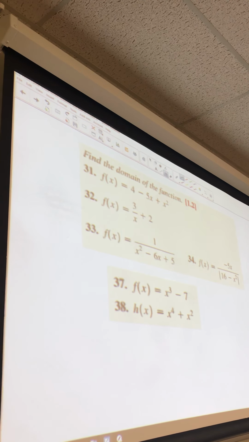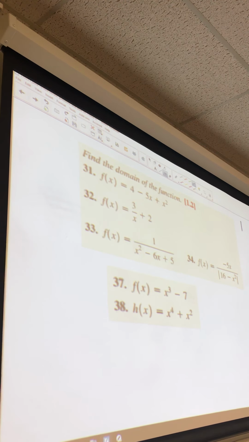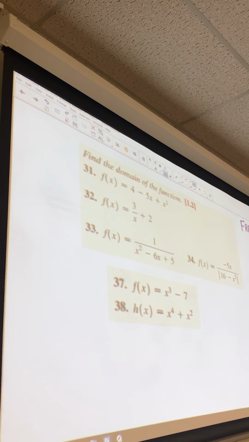So who remembers what were the two kinds? And if it's anything other than those two, you know that the domain is all real numbers, negative and positive infinity. But what were the two trouble functions? Fractions. And square roots.